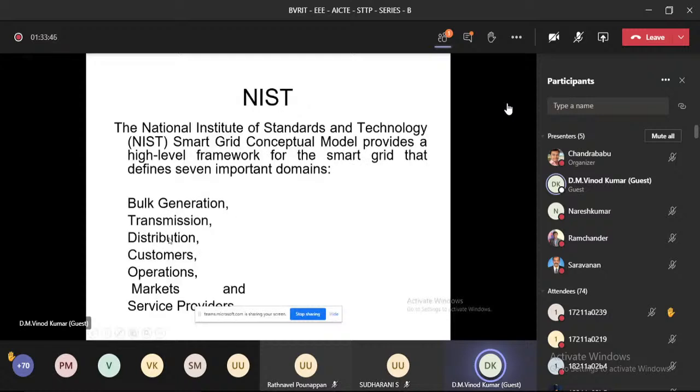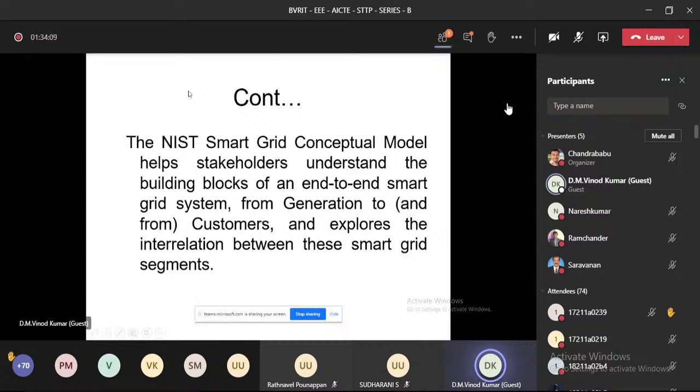NIST, the National Institute of Standards and Technology, will impose some standards. Transmission has some standards like this and all that. They will impose the standards in all areas: generation, transmission, distribution, customers, operations, markets, and service providers, etc. The NIST Smart Grid Conceptual Model helps stakeholders, that is end users, understand the building blocks of an end-to-end smart grid system from generation to customers and explores the interrelation between these smart grid segments.